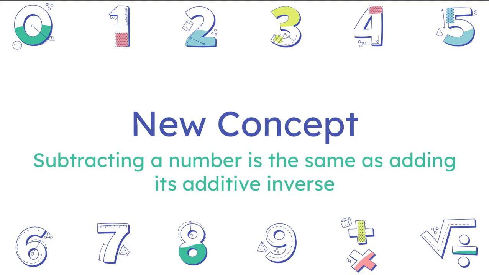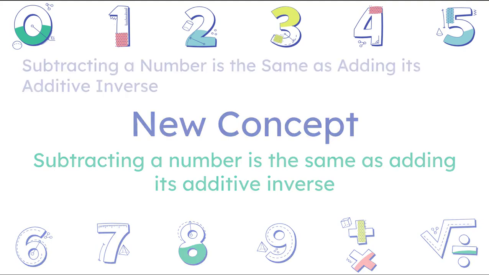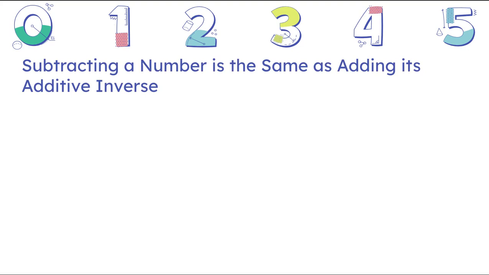Subtracting a number is the same as adding its additive inverse. This concept works even if we stick with only positive integers, which we're very familiar with. Let's look at this very basic example, 5 minus 3. First, we'll rewrite the expression. 5 is the same as positive 5, so let's include the plus sign, and 3 is the same as positive 3, so let's include the plus sign there as well.